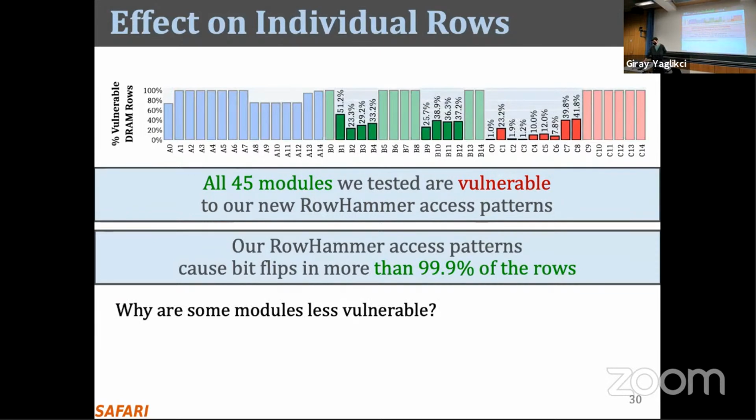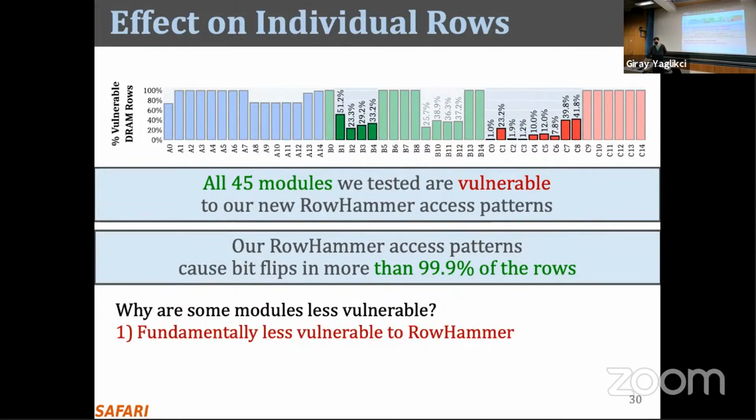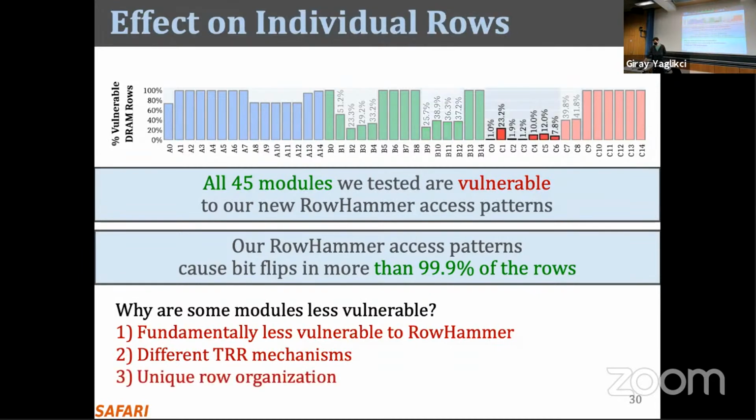But why are some modules less vulnerable? We find that it is because of three main reasons. First, some modules are fundamentally less vulnerable to RowHammer in the sense that the rows in those modules can tolerate a higher number of hammers before experiencing RowHammer bit flips. Second, some modules implement a different TR mechanism for which our custom access patterns are not as effective. We believe understanding those different TR mechanisms can help us craft more effective RowHammer access patterns. And third, some modules of vendor C implement a unique row organization that appears to mitigate RowHammer at the DRAM circuit level.